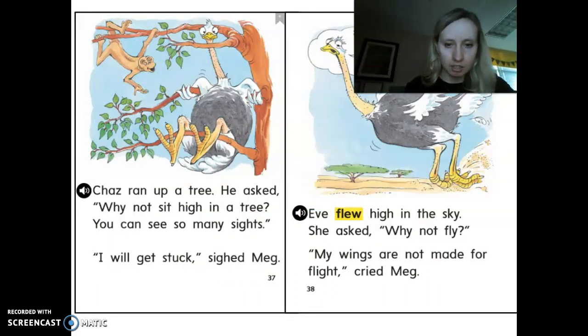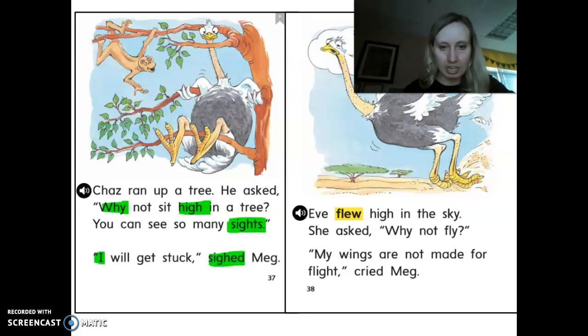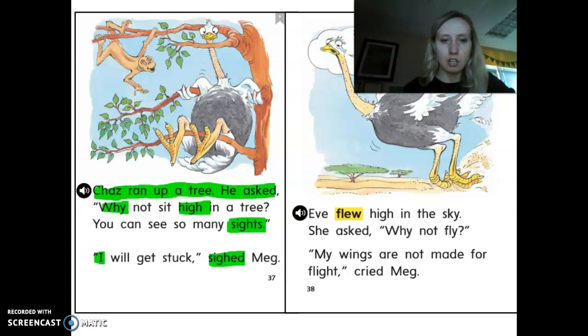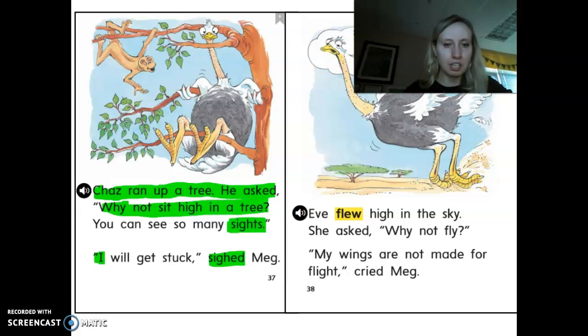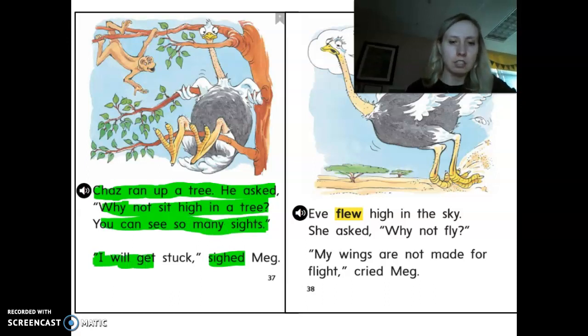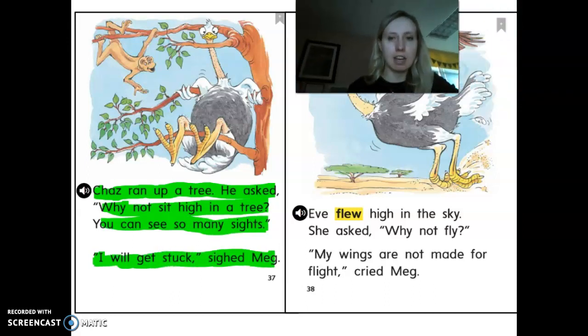Okay, let's look for our I, why, high, sights, I, side. Okay, here we go. Chaz ran up a tree. He asked, why not sit high in a tree? You can see so many sights. I will get stuck, sighed Meg.